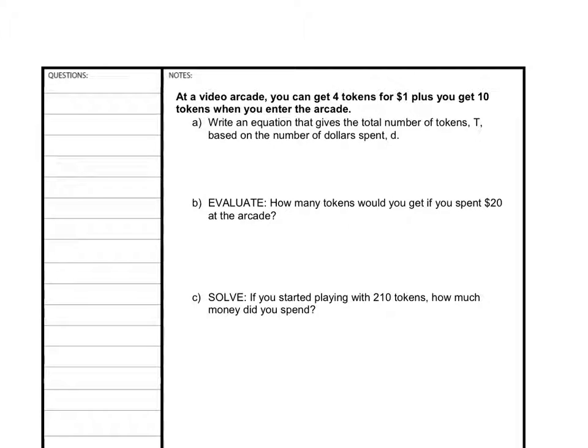At a video arcade, you can get 4 tokens for $1. Plus, you get 10 tokens when you enter the arcade. Now, I know I didn't give you a whole lot of space, so we're still looking for what happens once and what happens over and over. So we can mark up this sentence to do that.